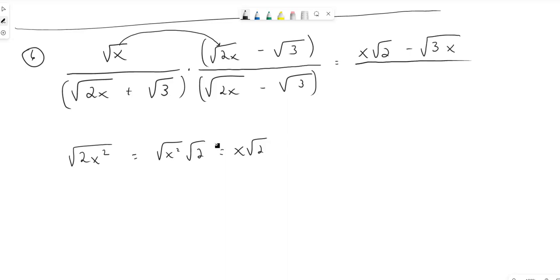Down the bottom, the square root of 2x times the square root of 2x gives me a 2x. The outsides and insides cancel. The square root of 3 times negative square root of 3 gives me a minus 3. And that's all I can do with that one. On the bottom, I have a 2x minus 3, which is perfectly fine. And I've rationalized my denominator.